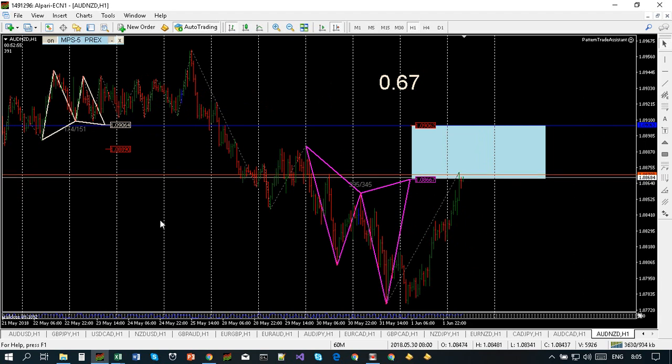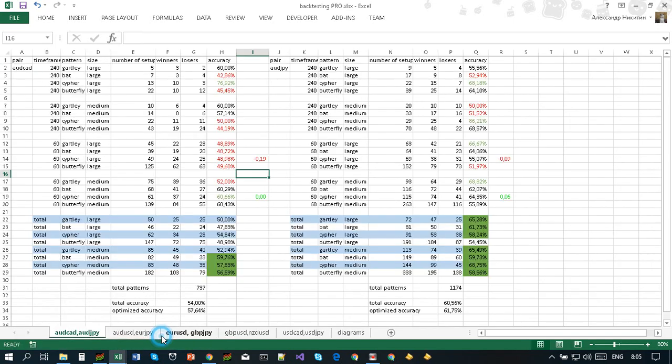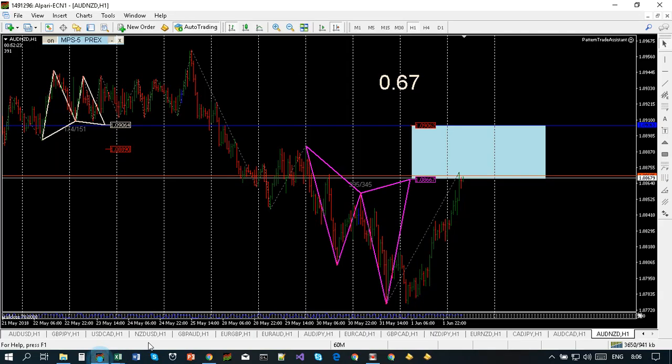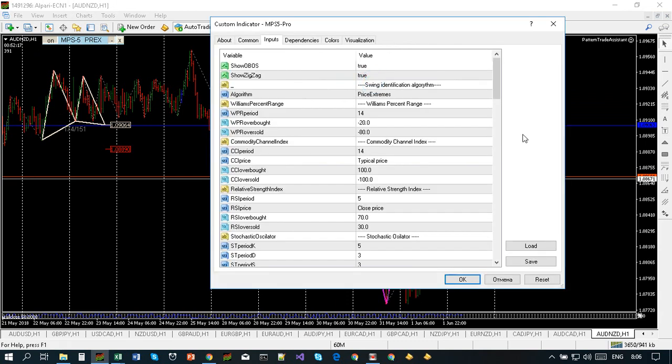Okay, so I did the backtest on 4 hour and 1 hour, on a period from 1999 to 2017. And I found the number of winners, number of losses, number of setups, over these 18 years of backtesting. And what is the large cipher and the medium cipher? It is simply this swing identification algorithm, but when you switch this in settings, you change the period.